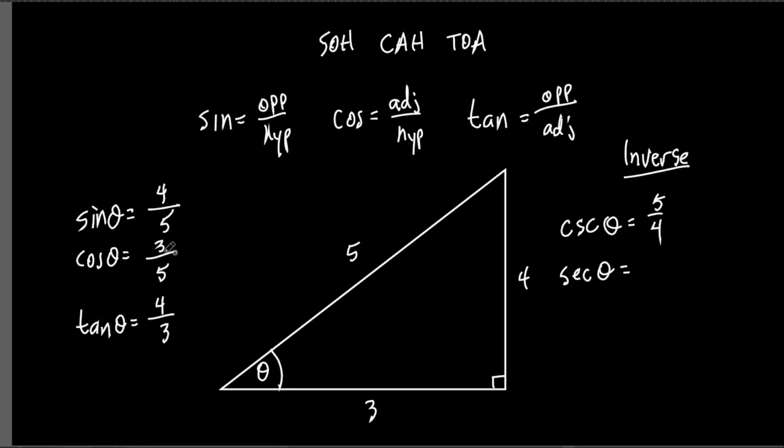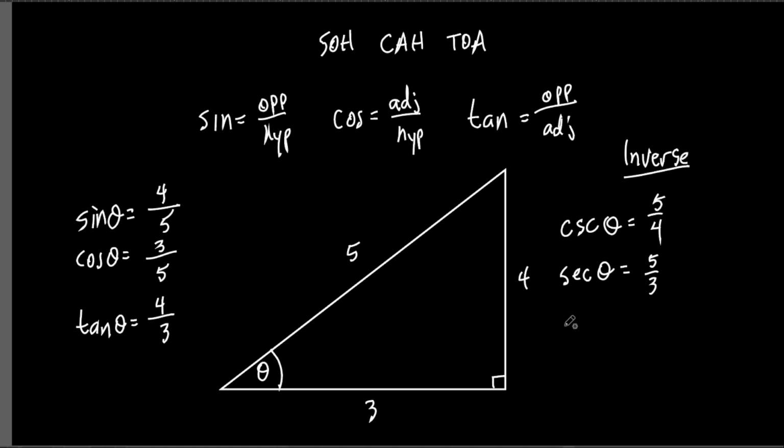So basically, what do you do with the cosine? You take the cosine one and you just flip it. And so what is that? That is 5 over 3. All right, so it's not that bad. It's not that bad to find the inverse of these. You just flip the fraction.